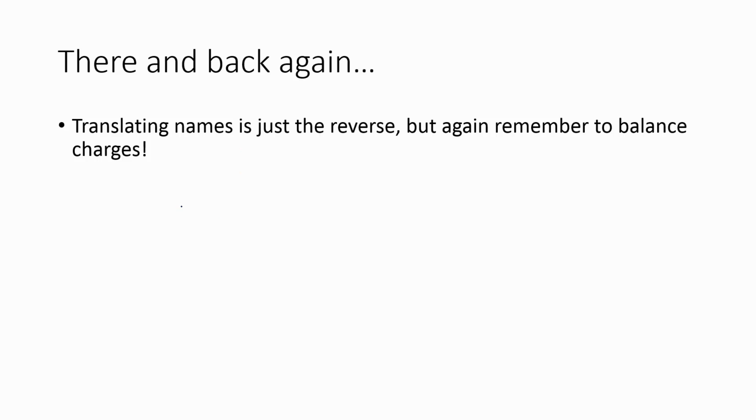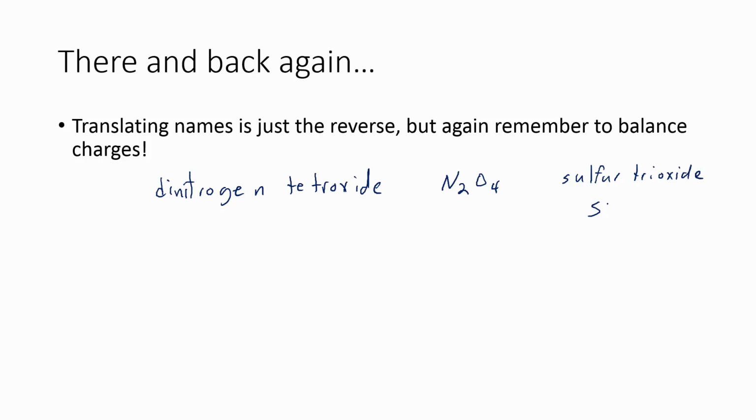So what if we're going to translate these names of these things? So we can have nitrogen tetroxide. It's very easy for the covalent ones, isn't it? Dinitrogen tetroxide, N2O4. That's it. Sulfur trioxide. Sulfur, there's no mono, so it's just 1. Trioxide, 3 oxygens. Easy.